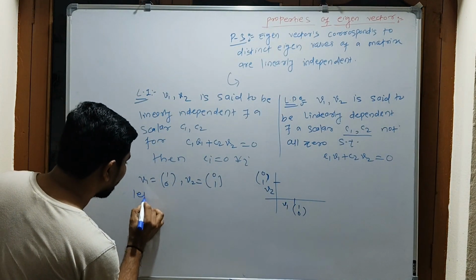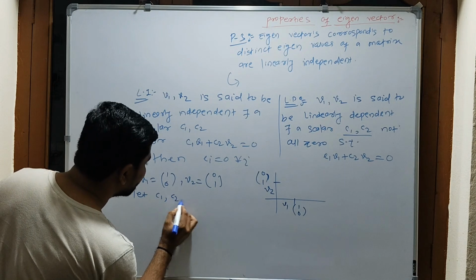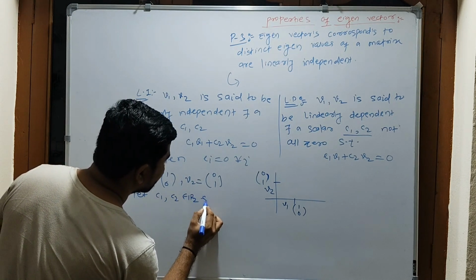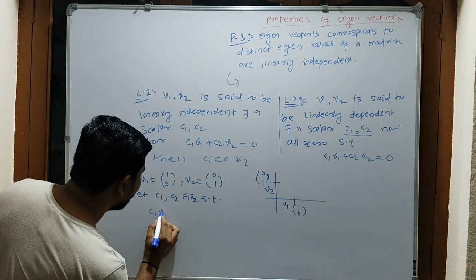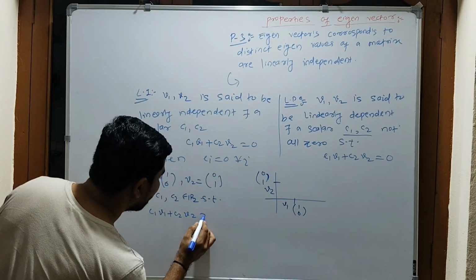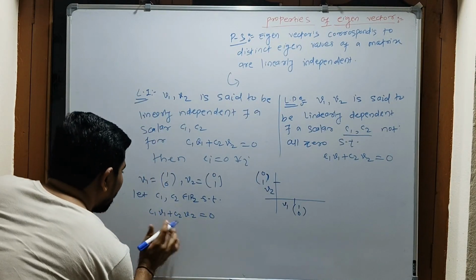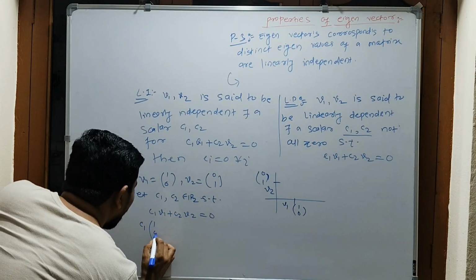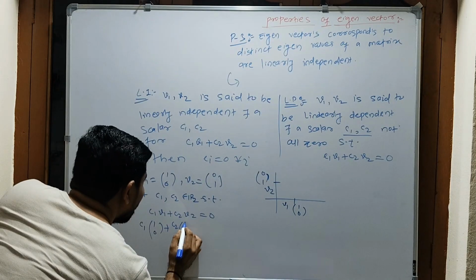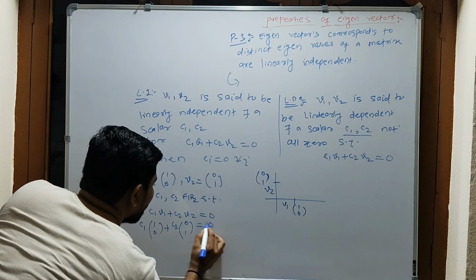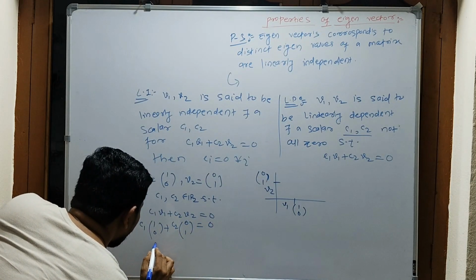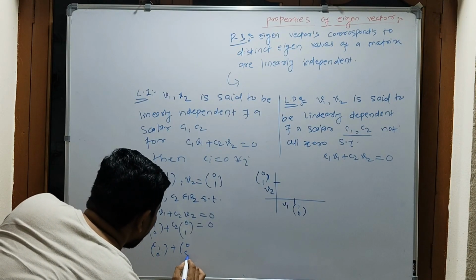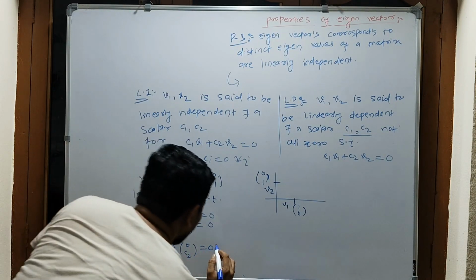Let c1, c2 belong to R2, such that c1 v1 plus c2 v2 equal to 0. Here I will show c1 is 0, c2 is 0. Here my v1 is (1, 0) plus c2 times (0, 1), which is equal to 0. So this is the same as (c1, 0) plus (0, c2), which is equal to 0.